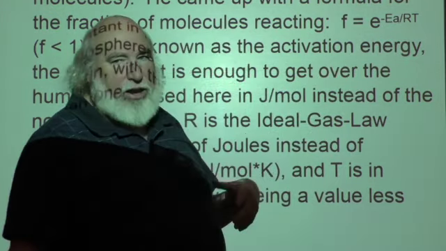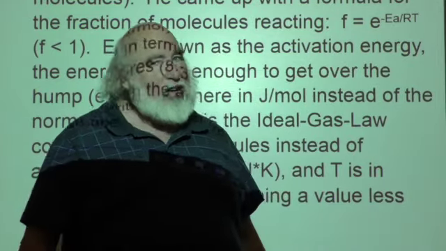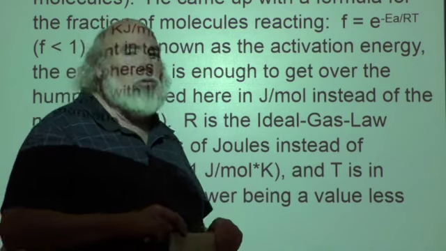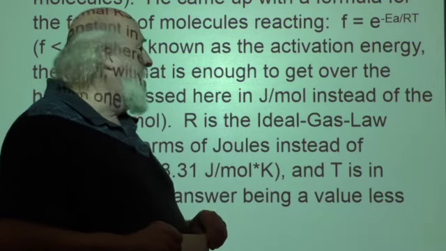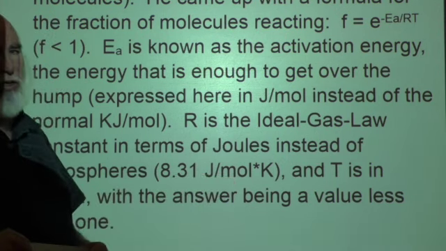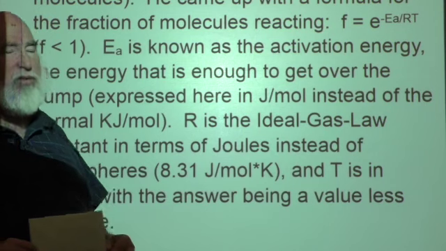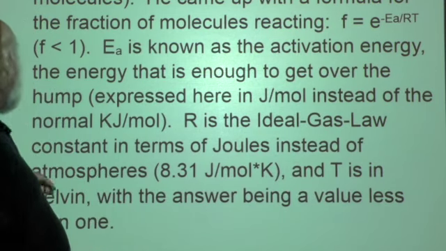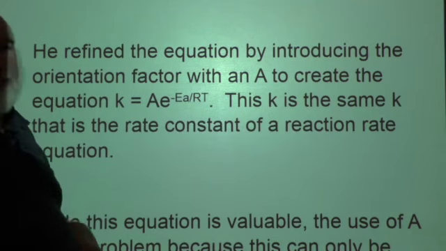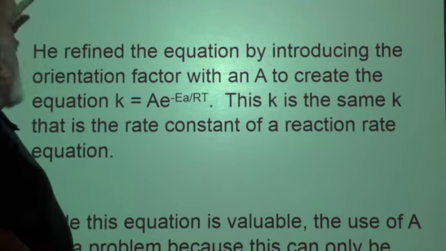Now, R is the ideal gas constant, but since we're dealing with joules in activation energy, we have to use the joules version of R, which we've never used. And that is 8.31 joules per mole Kelvin. So you'd be using that number now instead of 0.0821 liter atmospheres over mole Kelvin. But we are still using Kelvin for temperature. All right? So, now, let me show you what he did here.